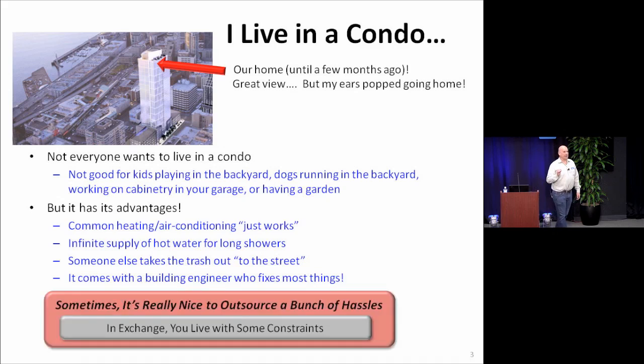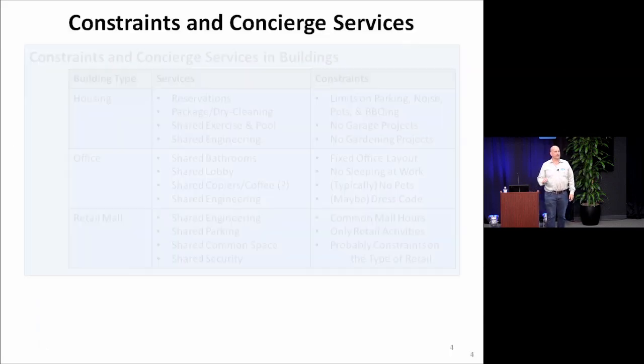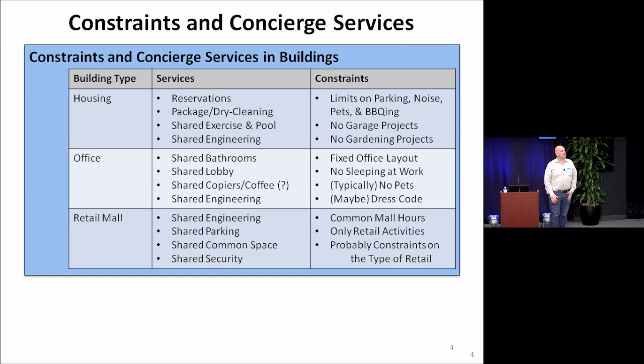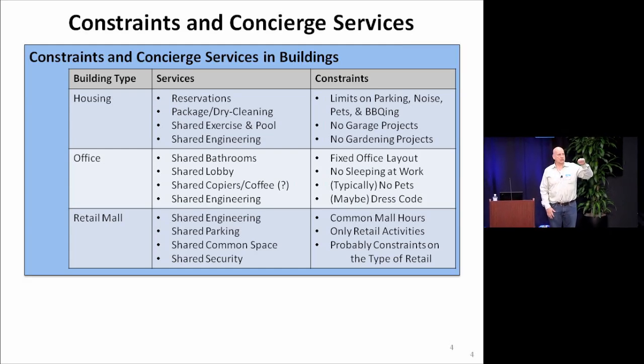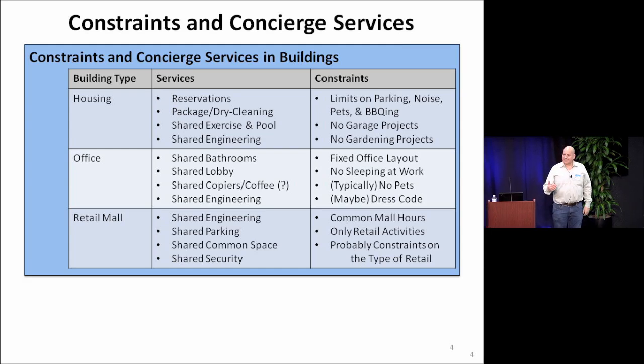Now, sometimes it's really nice to outsource a bunch of hassles, but in exchange, you have to live with some constraints. So let's talk about constraints and concierge services. If my building type is housing, I might have a concierge that can make reservations and take my dry cleaning and packages, and I have a shared exercise room and pool, I've shared engineering, but the parking's limited, I don't have a barbecue, I gotta go over and have my son-in-law barbecue over in the East Bay. If I wanna have barbecued food, I don't get to work in the garage, things like that, right?